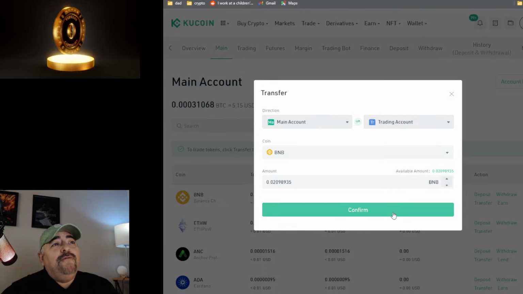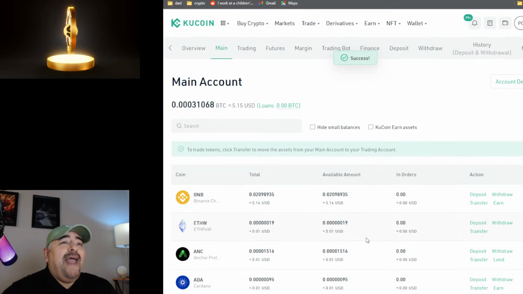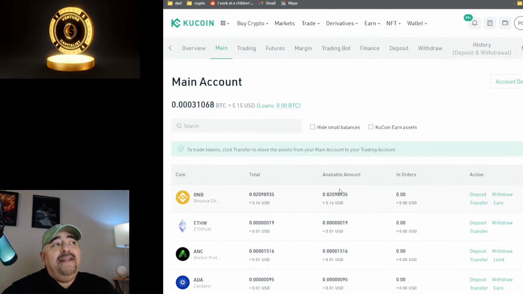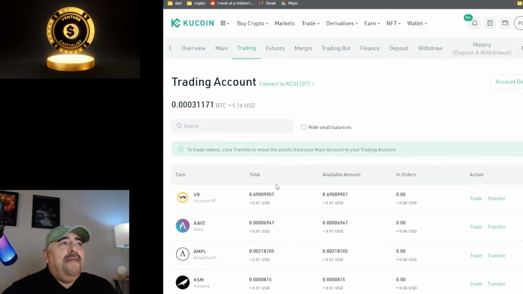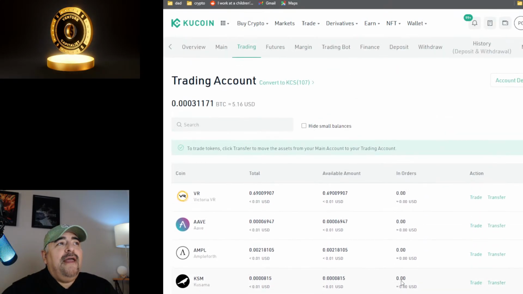So I need to send it over to what's called my trading accounts, where I can actually trade and turn it into what I need it to be, which is USDT. And let me show you that now. So once you hit it over there, you're going to move it to trading. Give it about a minute. It does take a little bit of time for it to kind of pop in and out.